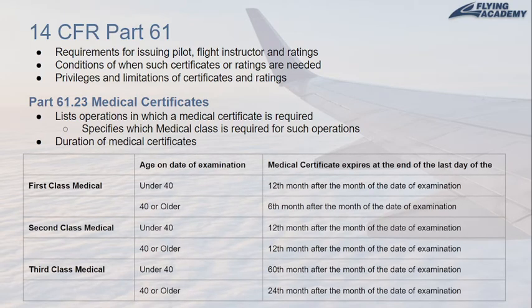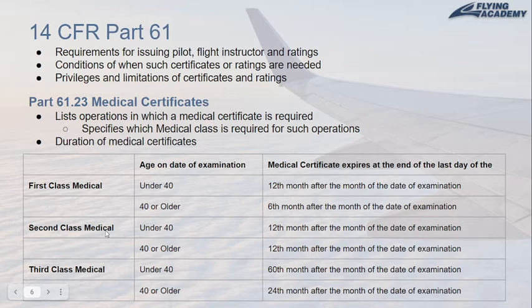And this is a small table breaking down the different classes of medicals and their expiration dates. As you can see over here, if you're under the age of 40 and you have a first class medical, your first class medical expires after 12 months. And if you're 40 and over, your first class medical is only valid for 6 months. Once your first class medical expires, it is still considered a first class medical, but you will only have third class medical privileges for the remainder of the 60th or 24th month, depending on your age.